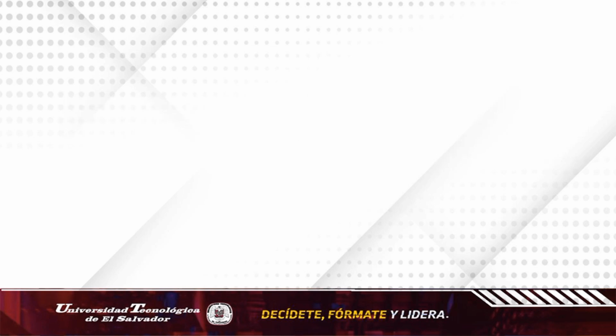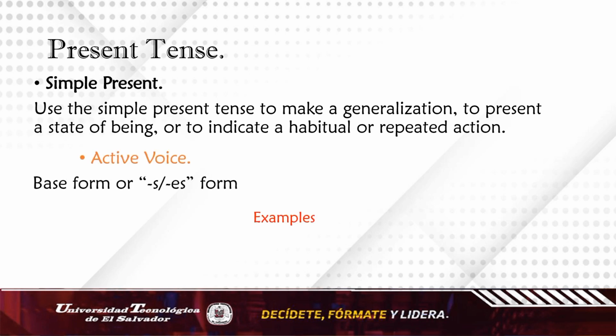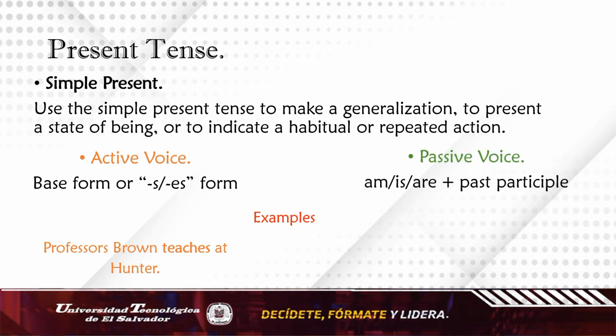Let's explain. Present time. First, present simple. Use the simple present tense to make a generalization, to present a state of being, or to indicate a habitual or repeated action. In active the structure is base form or S/ES form. Example, Professor Brown teaches at Hunter. In passive the structure is am, is, are plus past participle. For example, Sonia is taught by Professor Brown.